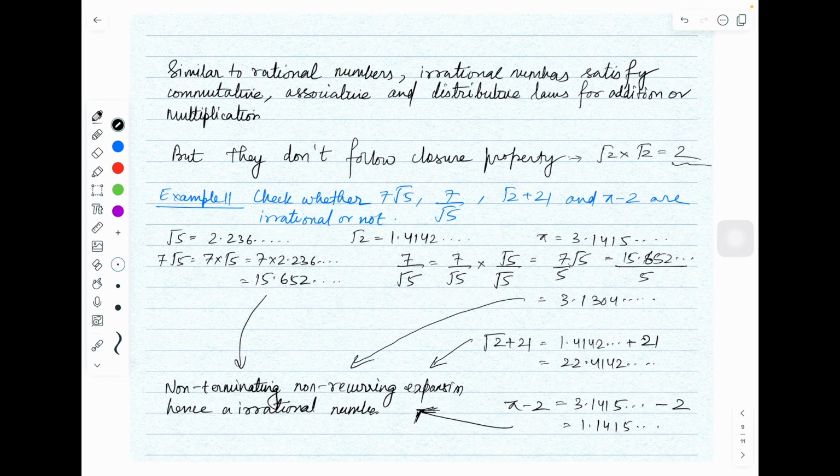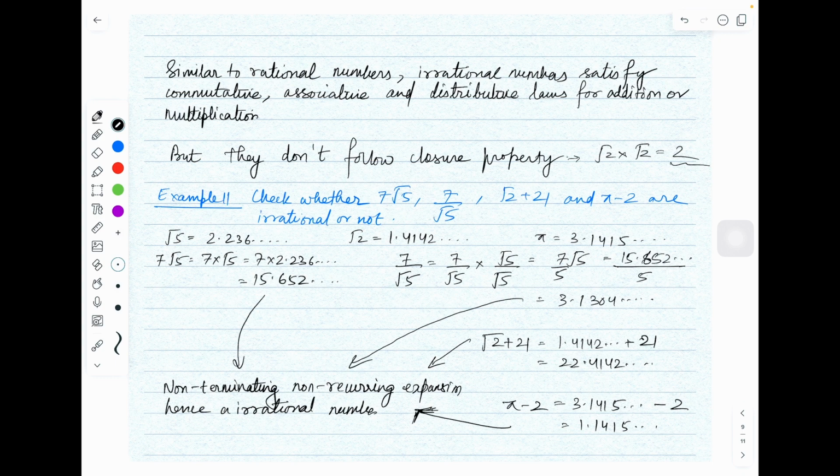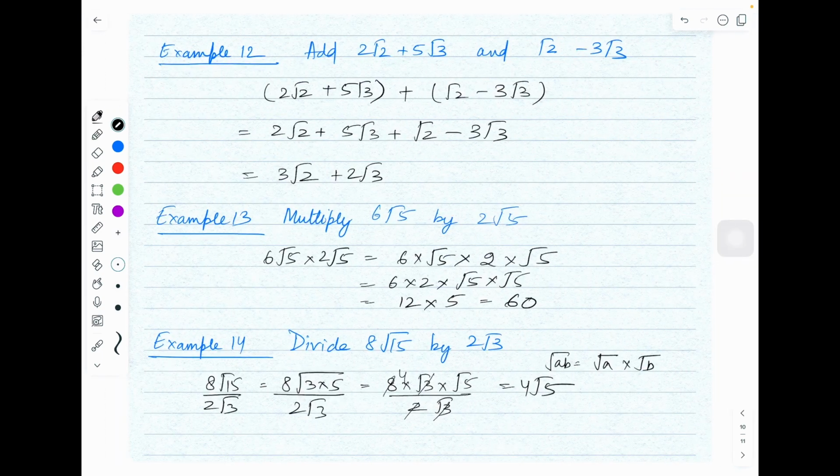Here root 2 is an irrational number, 21 is a rational number. What you are doing? You are adding a rational and an irrational number. The result is irrational. Here pi is an irrational number, 2 is a rational number. You are subtracting a rational and an irrational number. You are getting an irrational number only.